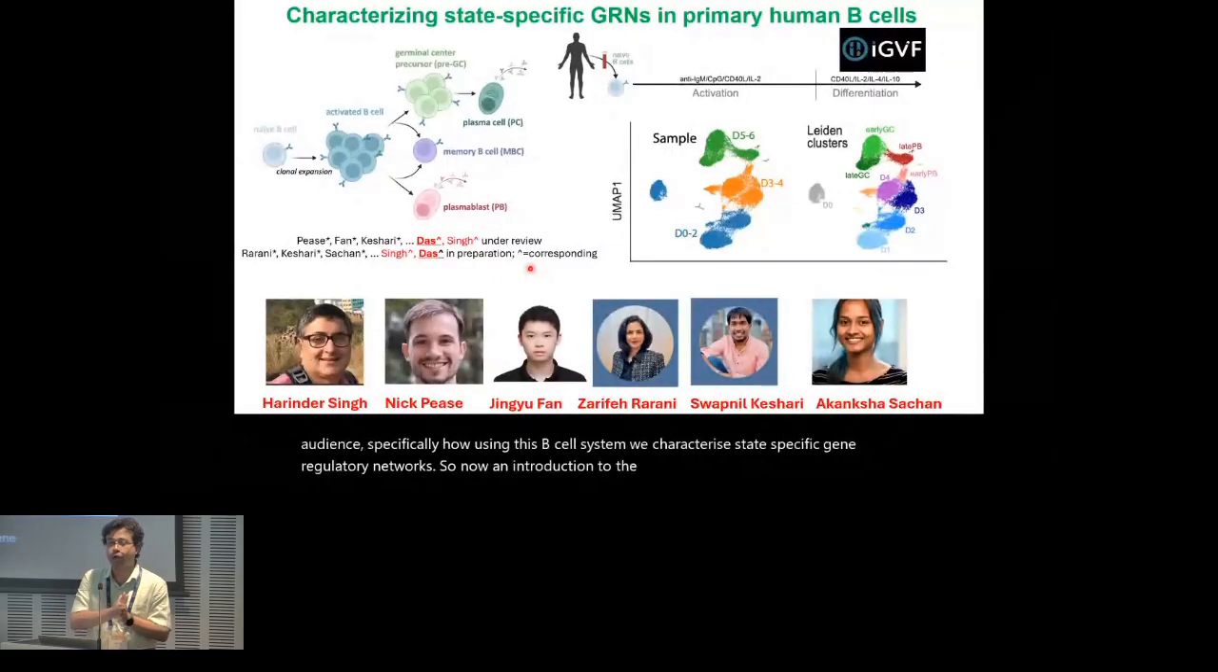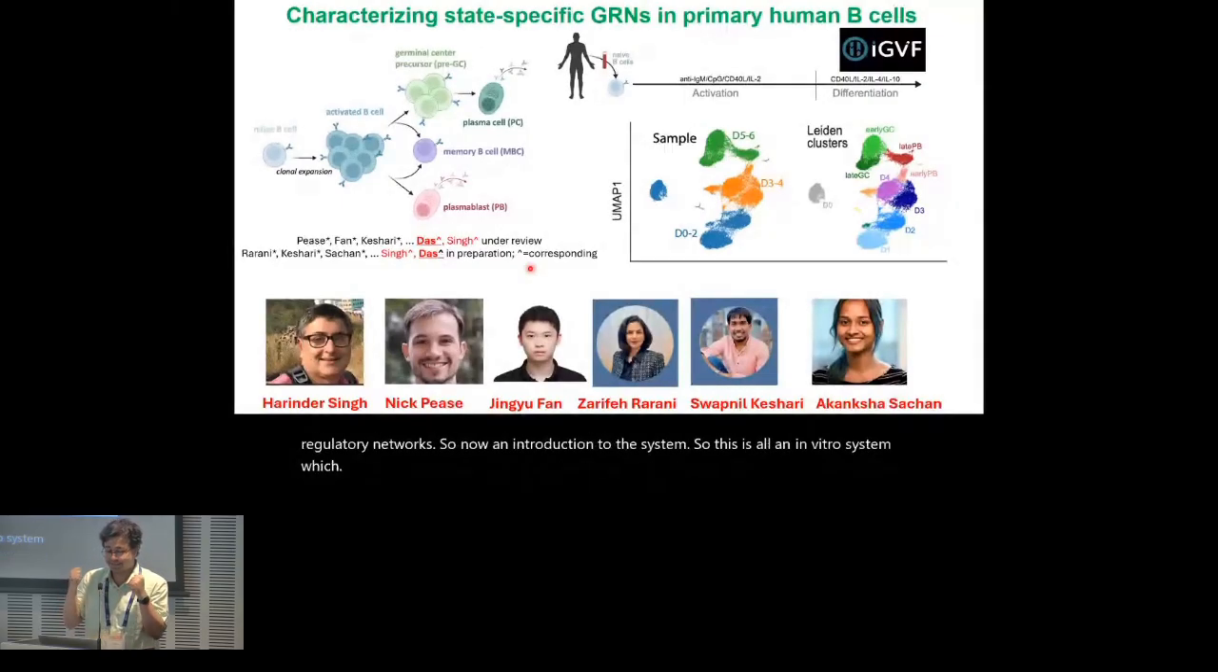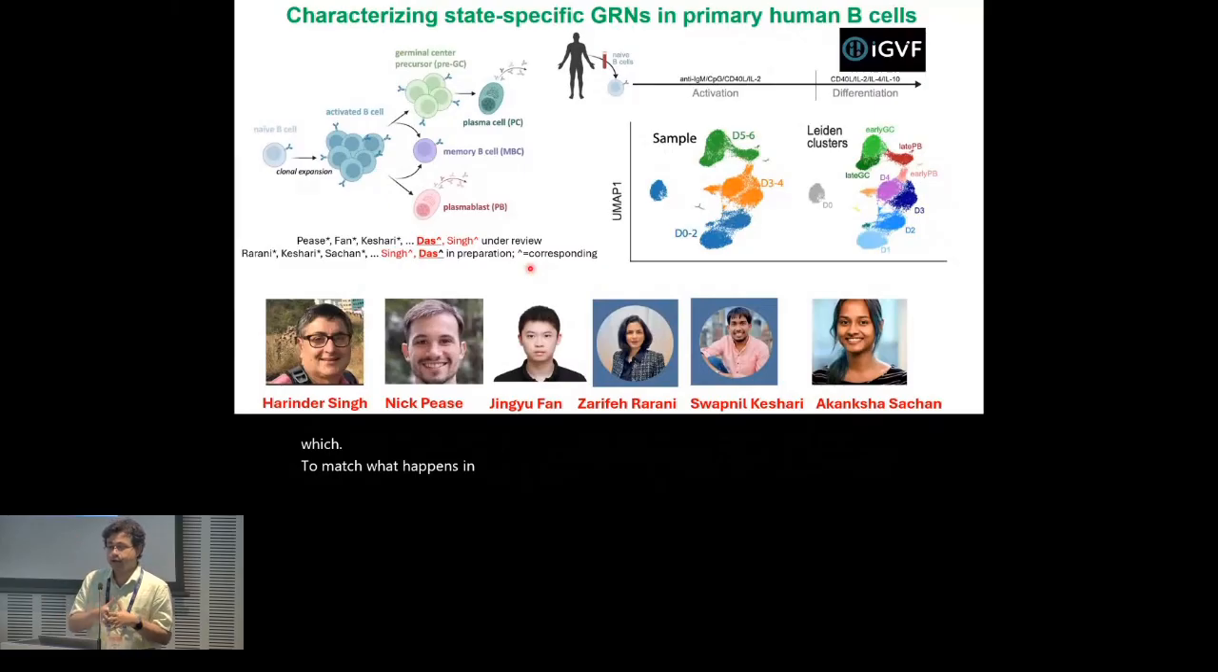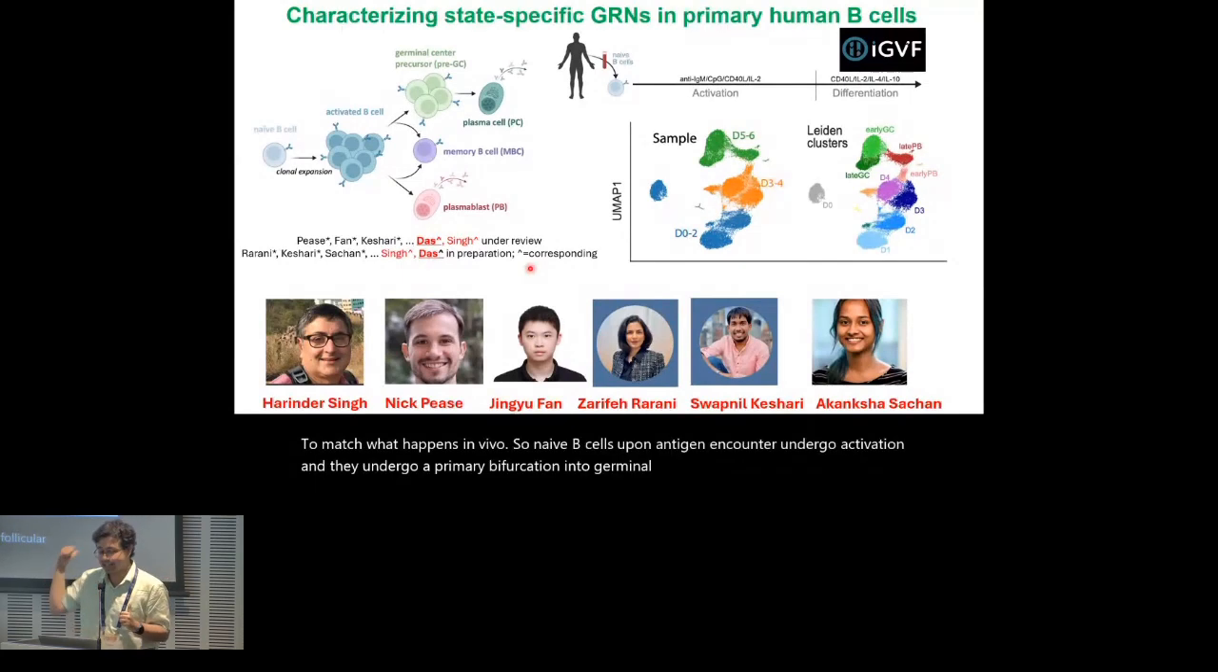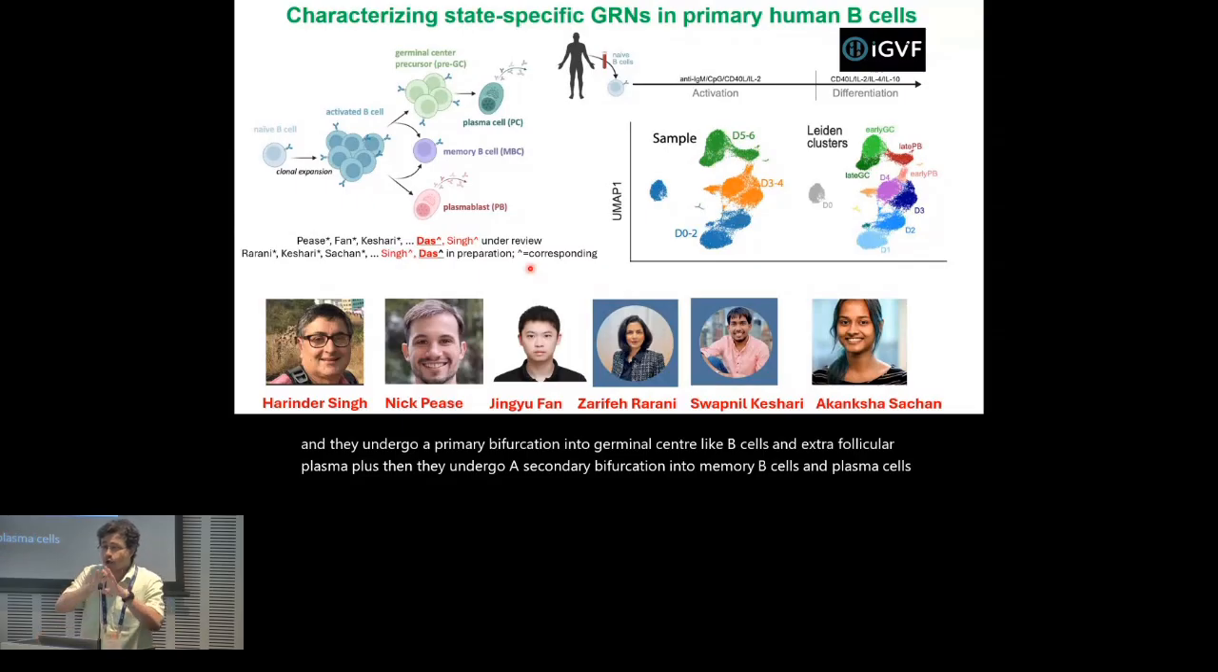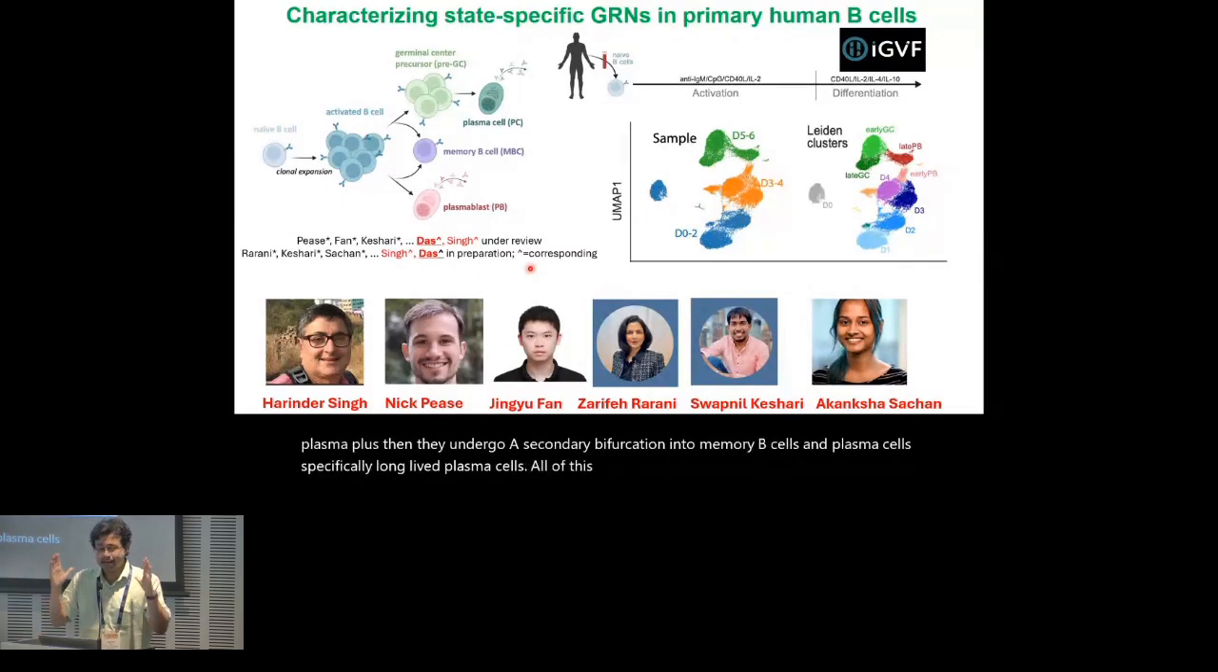So this is all an in vitro system which tries to match what happens in vivo. So naive B cells, upon antigen encounter, undergo activation, and they undergo a primary bifurcation into germinal center like B cells and extrafollicular plasmablasts. Then they undergo a secondary bifurcation into memory B cells and plasma cells, specifically long-lived plasma cells. All of this is captured in an in vitro system that mirrors antigen encounter in an in vivo setting.